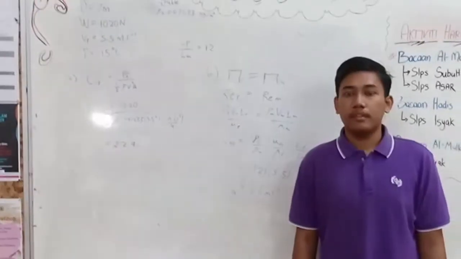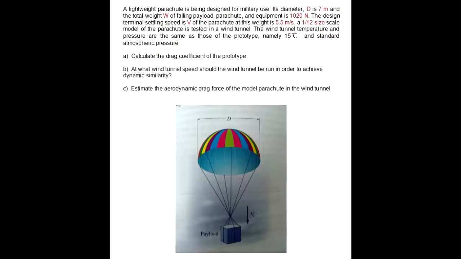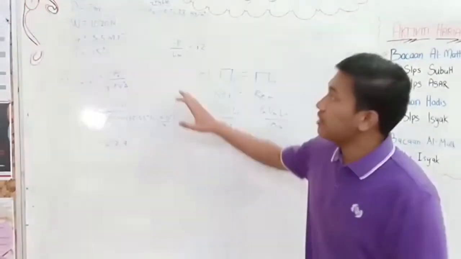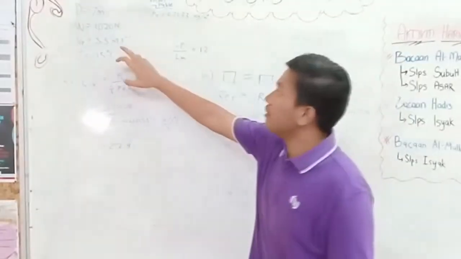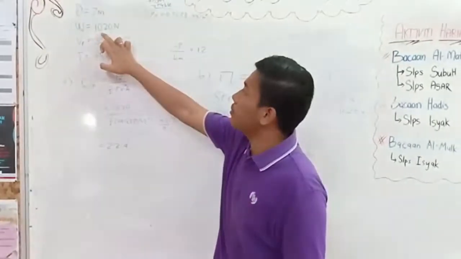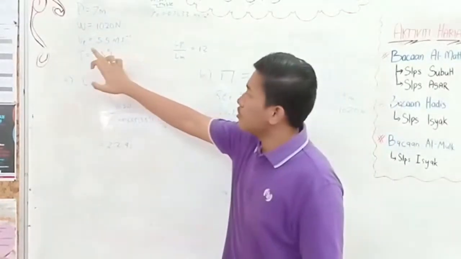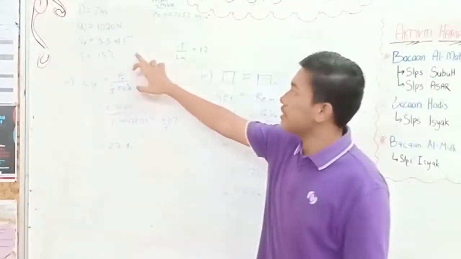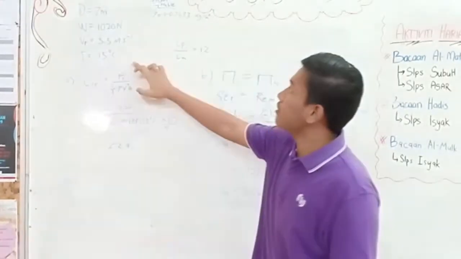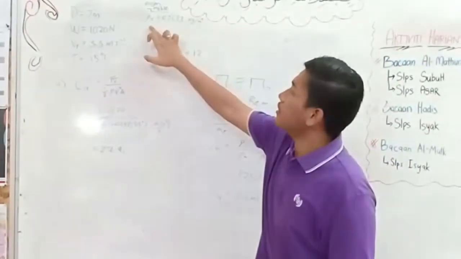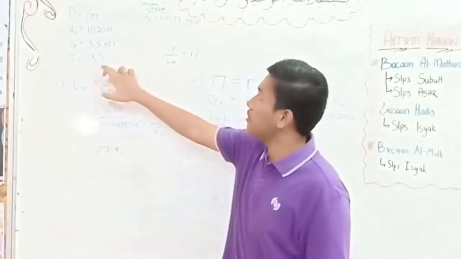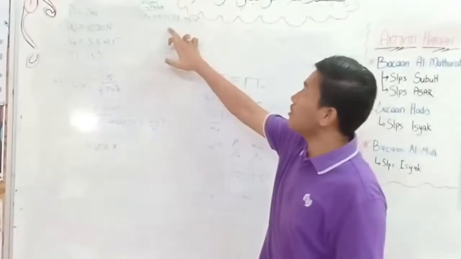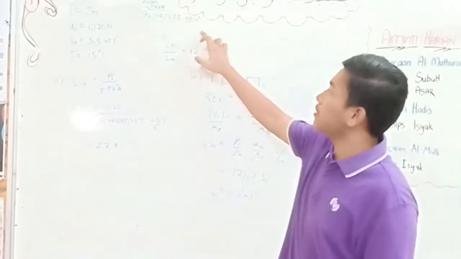So this is the question. From the question, this is the information that we can get. The diameter of the parachute is 7 meter. The weight is 1020 Newton. The velocity of the prototype is 5.5 meter per second. Temperature is 15 degrees Celsius. For the rho, we can get it from the table at atmospheric pressure when the temperature is 15 degrees Celsius. So the rho is 0.07633 kilogram per meter cube.